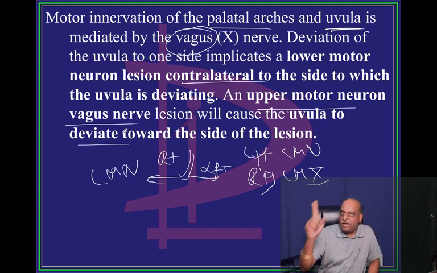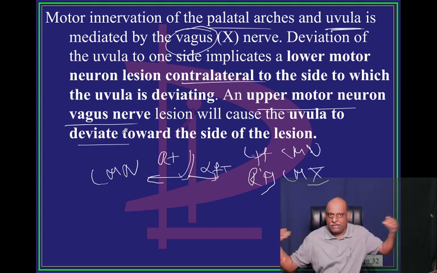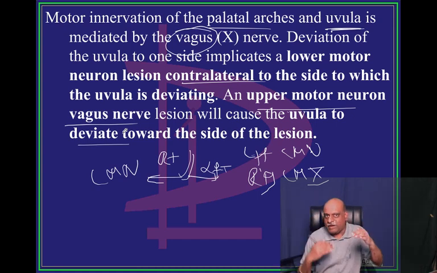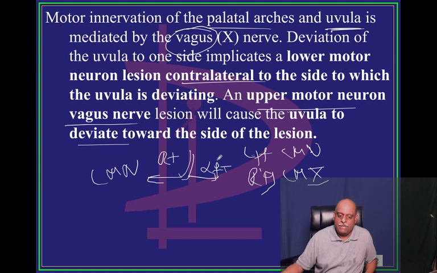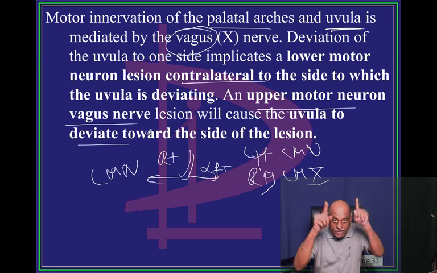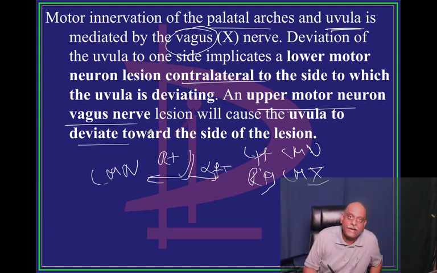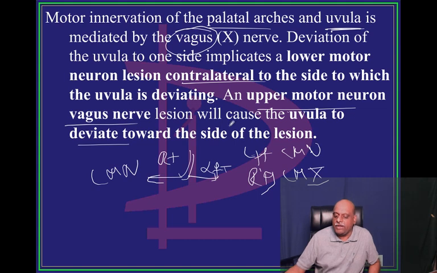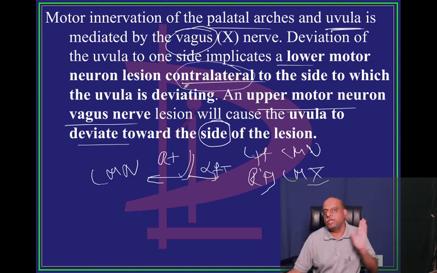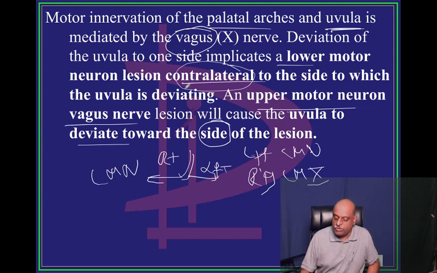For a UMN type of 10th cranial nerve lesion, there should be bilateral interruption of the corticobulbar fibers. Only then will you get UMN type of paralysis. If the bilateral corticobulbar fibers get interrupted, then the deviation will be towards the side of the lesion, upper motor neuron type. Whereas lower motor neuron type is contralateral to the side to which the uvula is deviating, is what you have to remember.